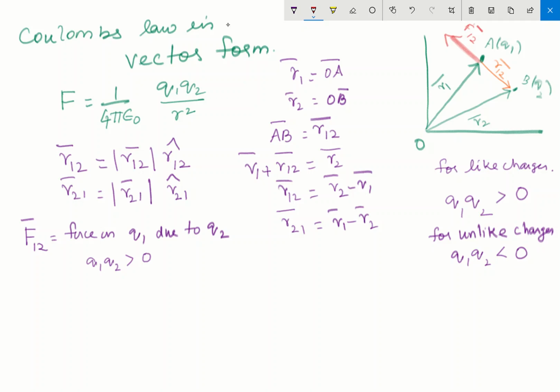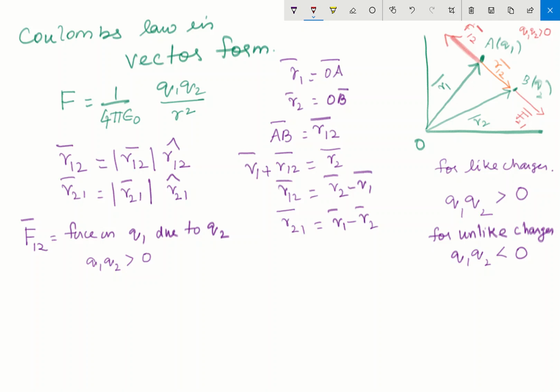Okay, and like that, force on Q2 due to Q1, both are like, therefore Q2 will also get repelled from Q1. Therefore, this is the direction for F21. F2, this is for Q1, Q2 more than 0. Q1, Q2 more than 0. Therefore, it is a like charges, they repel each other.